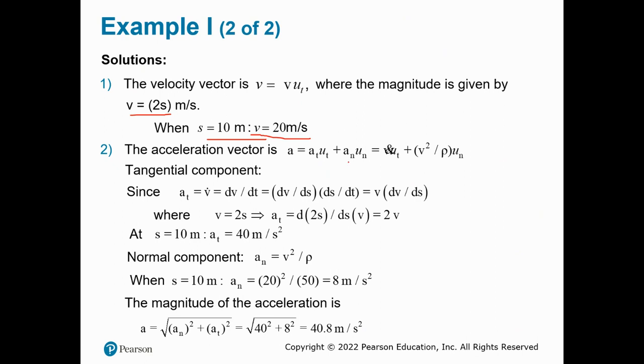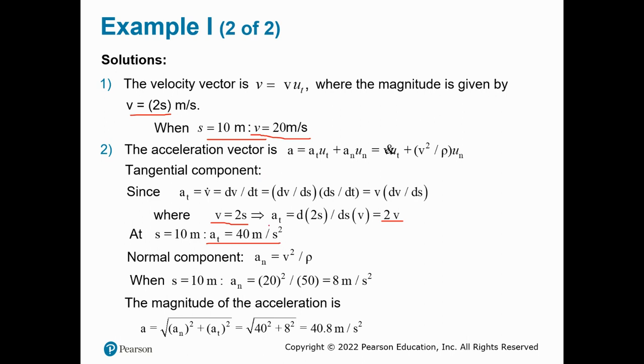We break the acceleration into two parts, the tangent part and the normal part. The tangent part is simply the derivative of velocity with respect to time. Since v equals 2s, we get a_t equals 2v. We plug in v equals 20, which comes from s equals 10. So the tangent component of the acceleration is 40 meters per second squared.